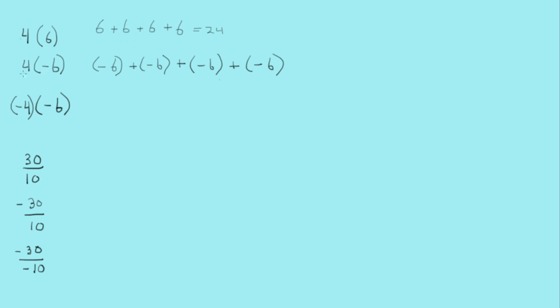Number 2 reads 4 times negative 6. And just like the problem above, this is just going to be 4 groups of negative 6 added together. And this will give us negative 24.